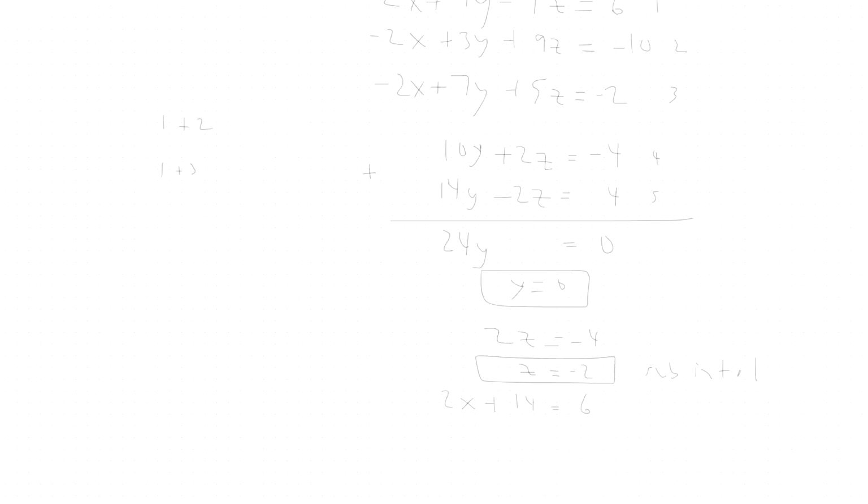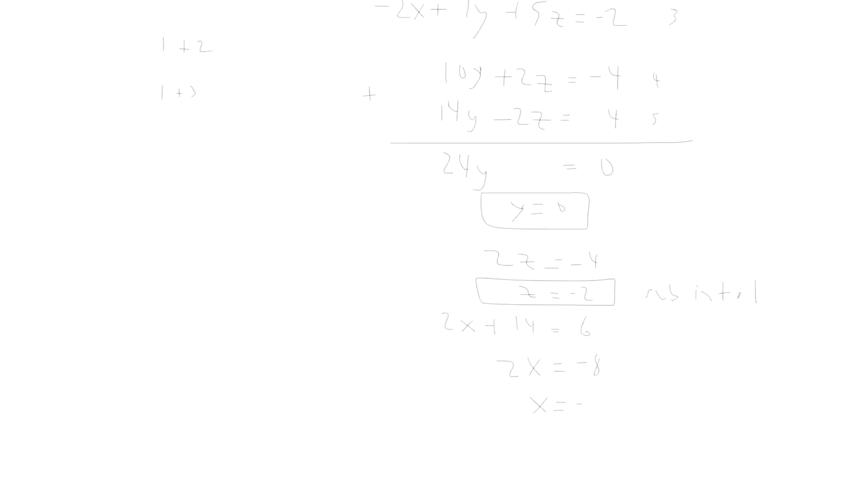Now we're going to subtract 14 on both sides. So 2x equals negative 8. So divide by 2, x equals negative 4. There's your answers. Negative 4, 0, negative 2. Y is 0 and z is negative 2.